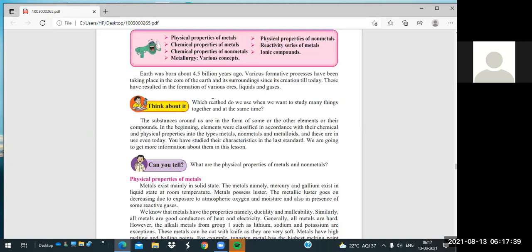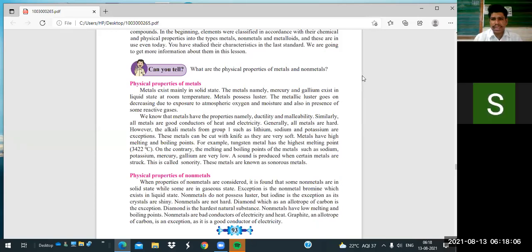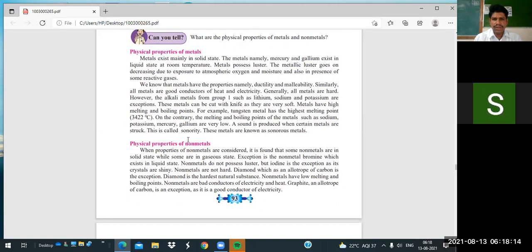Other than that, maximum metals are present in the solid state, and only a few metals are not. The exception is mercury, which is found in the liquid state or semi-solid state. Understood? And metals are good conductors of heat and electricity. Remember, metals are good conductors of heat and electricity, while non-metals are not good conductors of heat and electricity. Are you getting it? Understood or not?